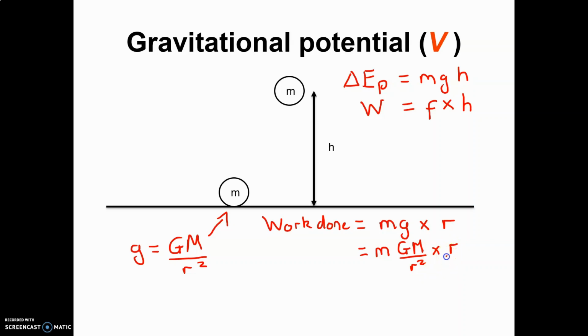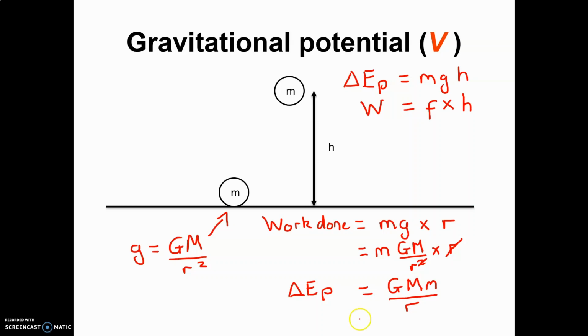This r will cancel with one of the r squared terms at the bottom, and so you're left with the work done is GMm over r. So the work done, or the change in gravitational potential energy, we've now got a new formula for it, and it doesn't involve little g, which, as we discussed at the beginning, changes the further you move from the surface of the planet.